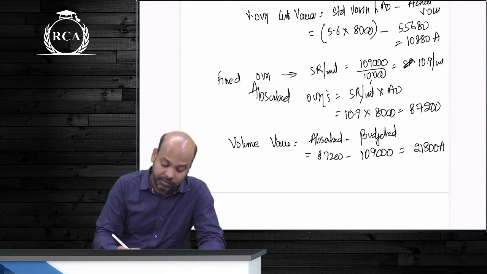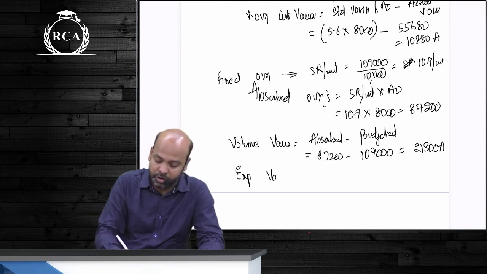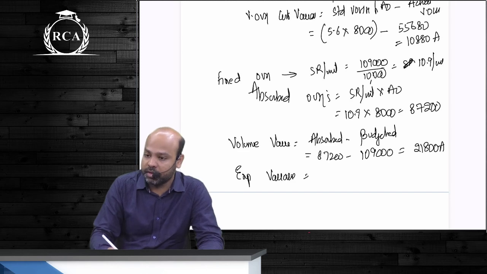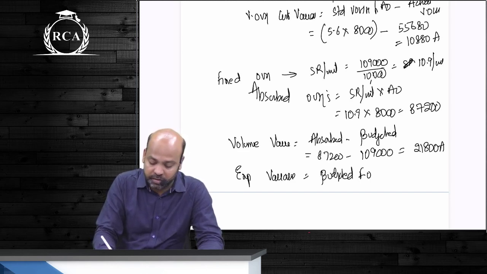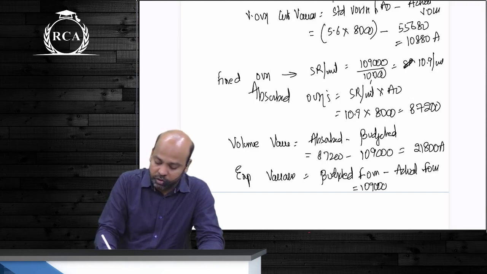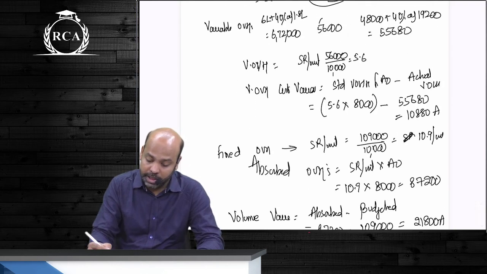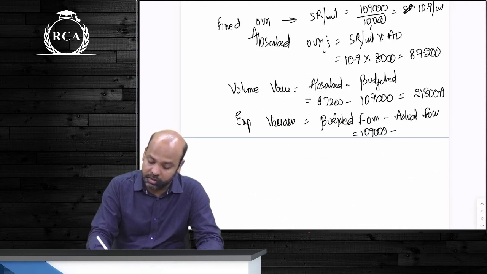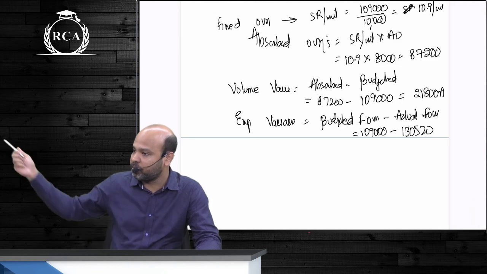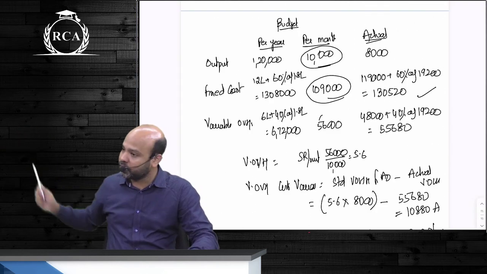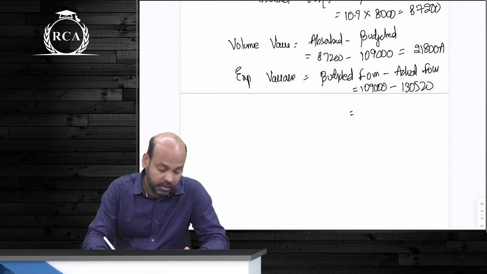It is given. How will you compute expenditure variance? What's the formula for fixed overhead expenditure variance? Excellent. Budgeted fixed overheads minus actual fixed overheads. How much are your budgeted fixed overheads? Actual fixed overheads. Actuals 1,30,000 are the absorbed. Actual is 1,30,520. Difference.